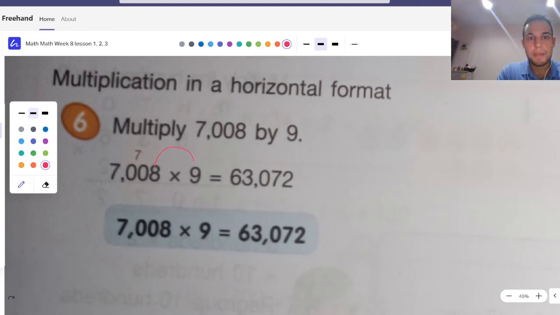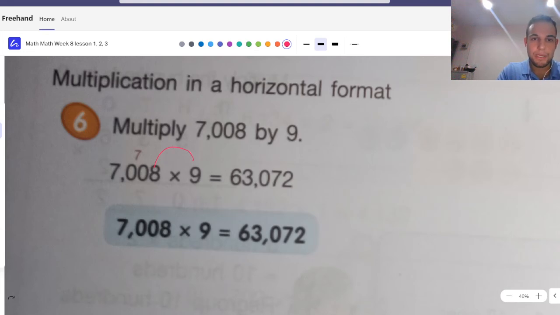9 times 8 is 72. So we have our 72 here. Okay? And 9 times 7 is 63, right? So we have 63. 9 times 8 is 72. And 9 times 0 is 0. So we have 63,072.